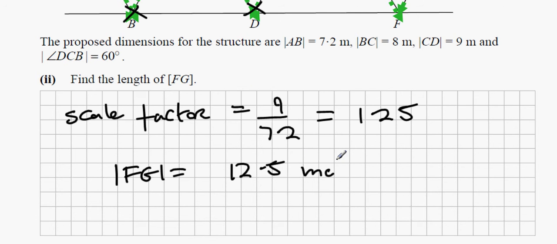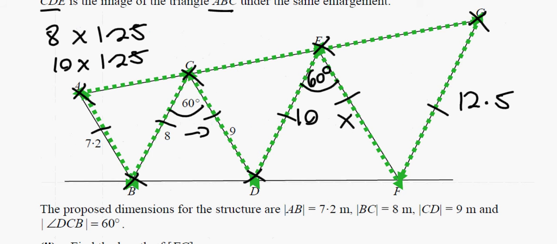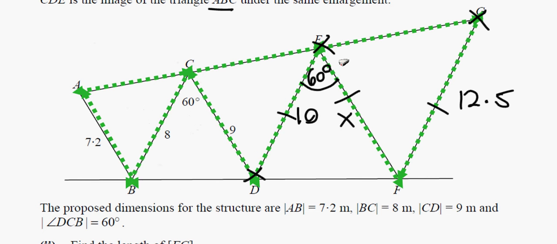Okay. Now, find the length of BD correct to 3 decimal places. So let's find out what BD is, okay? So we're just going to rub out some of this stuff here. Now, where is BD located? So BD is located in here. Now, what we notice is that we have a bit of a sandwich going on here. We have 2 sides and the angle in between. It means we're going to use the cosine rule.